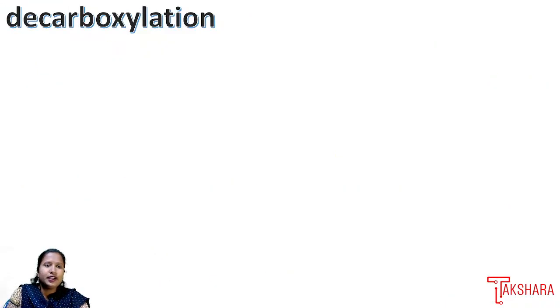Next we'll move on to the next reaction, decarboxylation. Here D means removal. The meaning of D is what? Removal. Carboxy means carbon dioxide. So the process of removal of carbon dioxide is called the decarboxylation reaction.